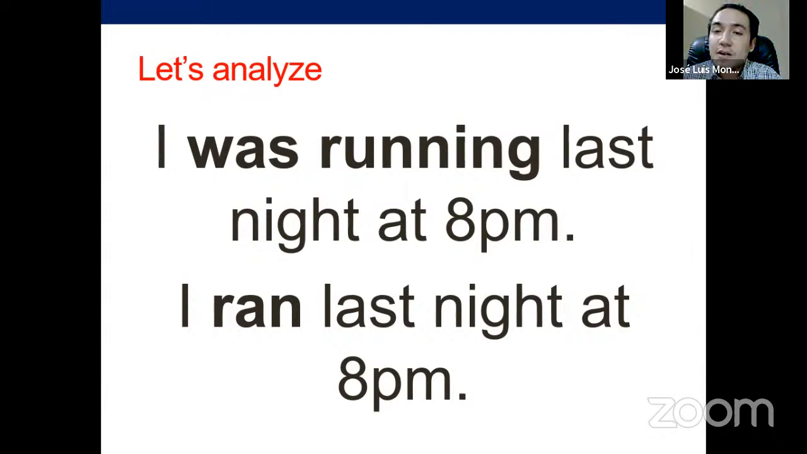The idea of mentioning I was running last night at 8 p.m. can be justified by some good reasons. For example, if I called you at 8 p.m. and you didn't answer my call, you can say that you were running last night at 8 p.m., that you were doing that activity. Because you were in progress of doing that activity, that's a good reason to use the past continuous, to say what you were doing at that time, and that's why you were not able to do anything else. That's one reason. We have more.